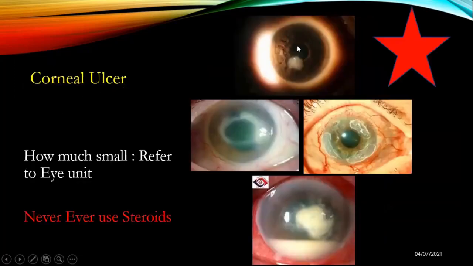And again, a patient coming with red eye, you flash the light onto the cornea and you see something on the cornea, it may be an early corneal ulcer. And never ever use steroids in this kind of corneal ulcers. It can give rise to devastating complications. Patient might end up in losing the eye, and we have seen quite a lot of patients who have been treated with steroids and ultimately losing the entire eye. So however small the corneal ulcer is, refer to the eye unit.